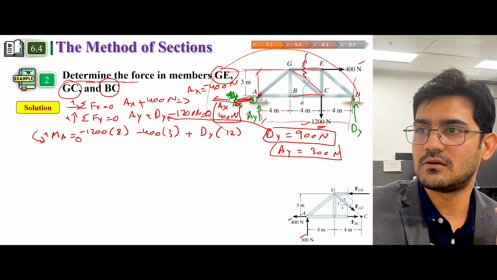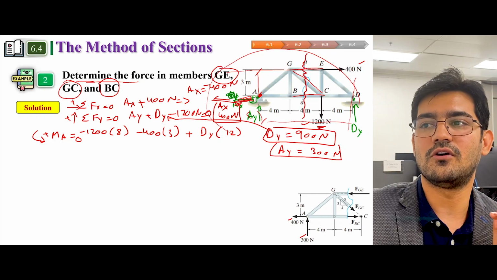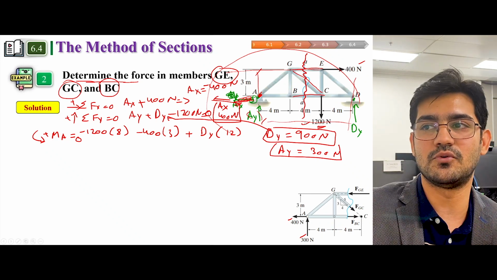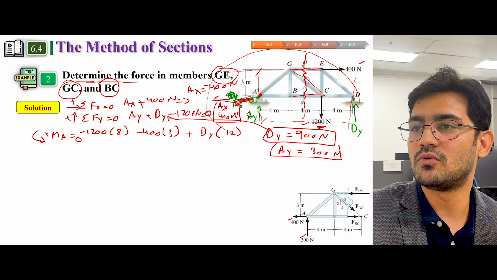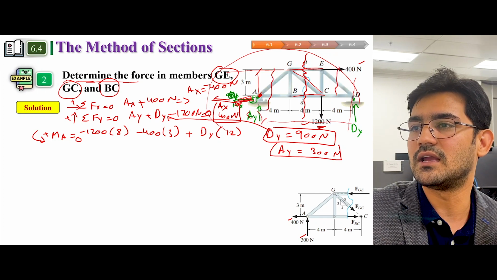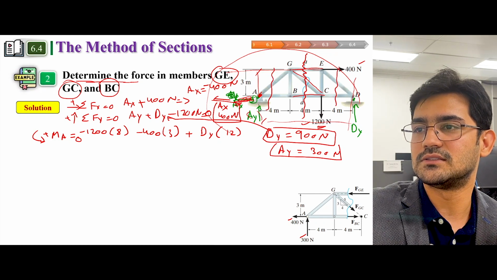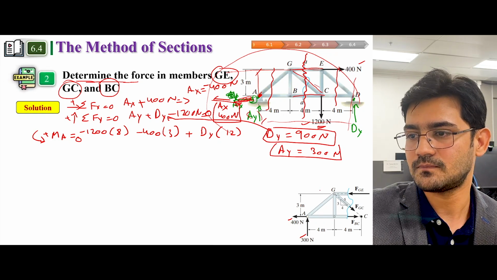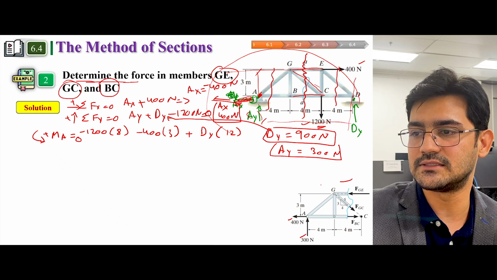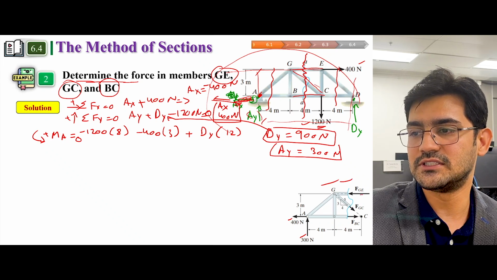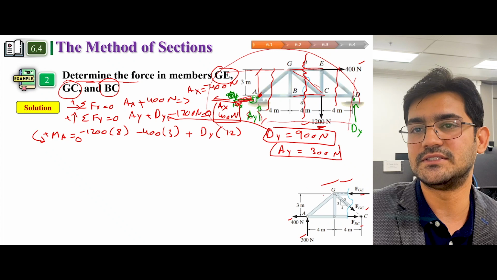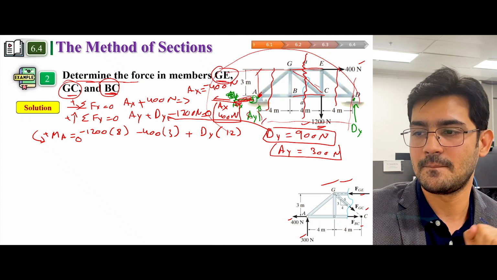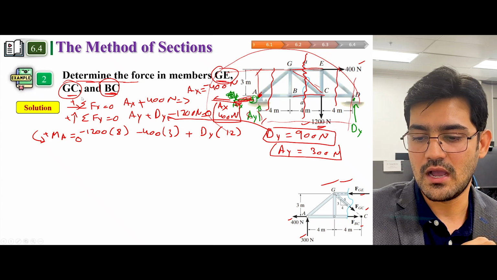So I'm gonna cut whole of this, and in method of section you have to just put a vertical line and expose the members completely. So either you can cut it like this or like this or like this. Since we are interested in GE, GC, and BC, I'm gonna cut it like this and expose the forces as shown here. So these are the forces FGE, FGC, FBC, which we are interested to find.